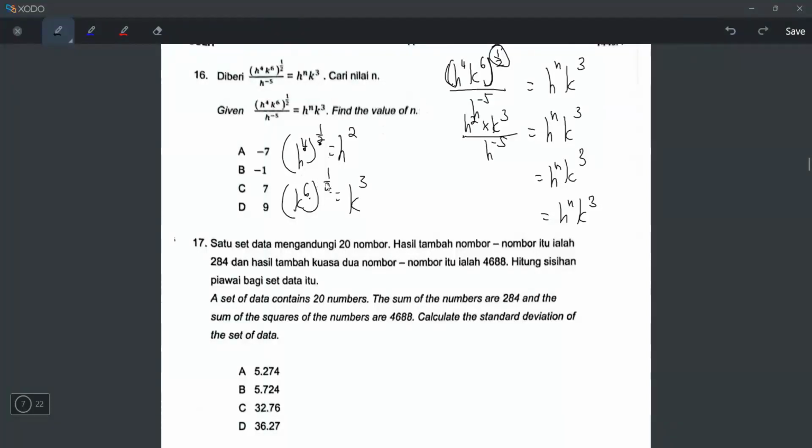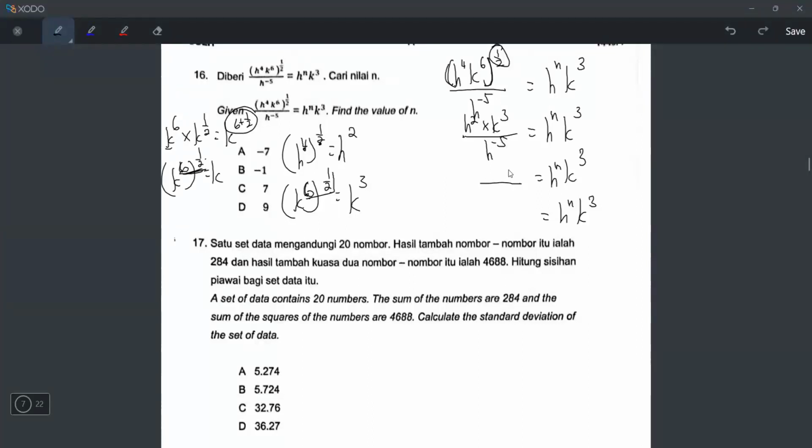Okay, let me explain a bit. Maybe some students will be confused. They will ask, why are you taking 6 times 1 over 2? Not plus, not minus, not divide. Why is it times? Because if I give you k power 6 times k power 1 over 2, then you plus. If the base is the same and multiplied, then you add the powers. But if it's k power 6 power 1 over 2, you will times them together. If the powers are side by side like this, you will take 6 times 1 over 2. Just remember that.